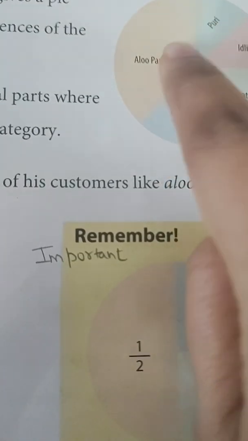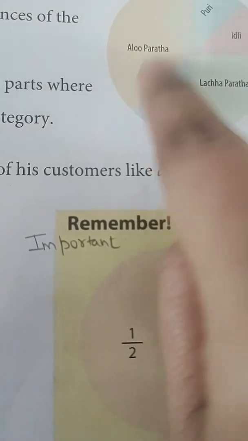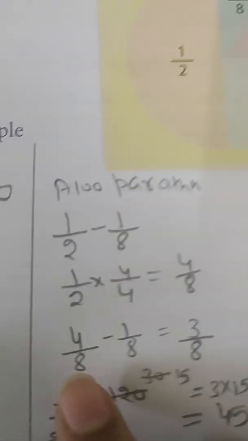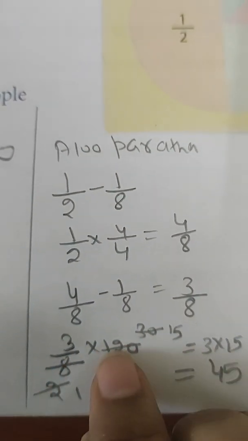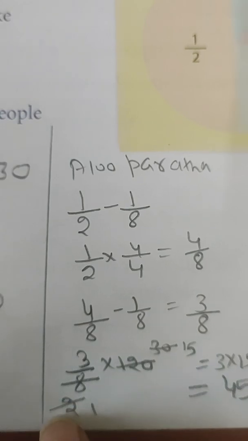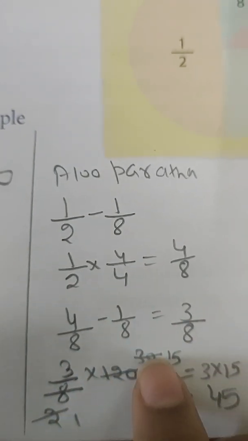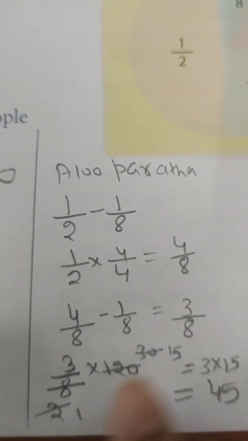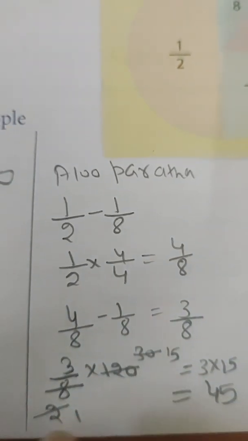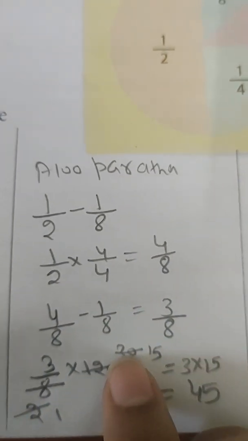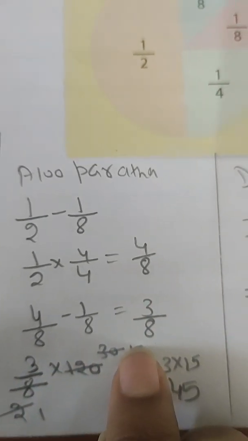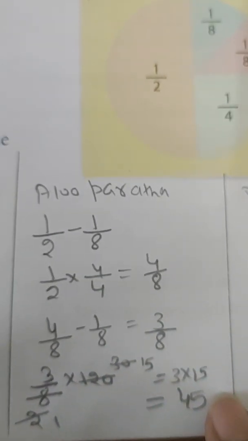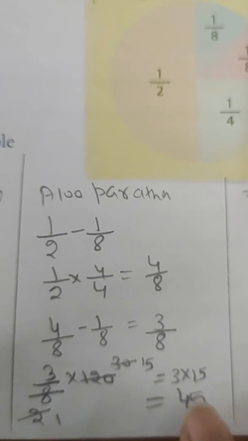Now we have to find how many people preferred aloo paratha. So it is 3 by 8 multiplied by 120. 8 and 12 come in the table of 4, 8 comes at 2, 12 comes at 3, the 0 we will write afterwards. Then 2 and 30 come in the same table, 2 at 1 in the table of 2, 30 at 15. So 3 multiplied by 15, the answer is 45. It means 45 people preferred aloo paratha.